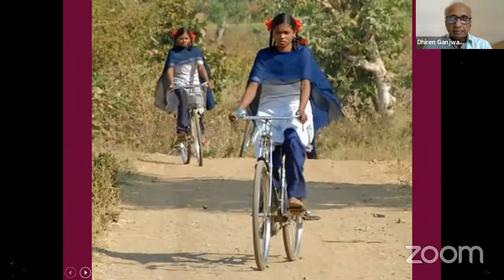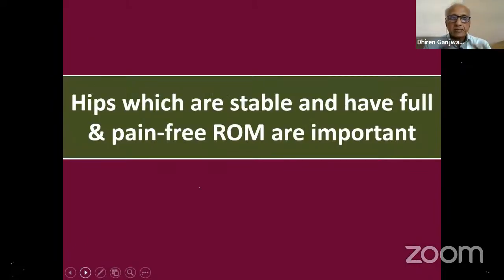Now, cycling has become less and less common because two-wheelers, particularly petrol, diesel or electric two-wheelers, are becoming very popular. But still, a lot of people use cycles, and for cycling we need good flexion at the hip joint. So that says that a hip which is stable and has a full and pain-free range of motion is very important for everyone.